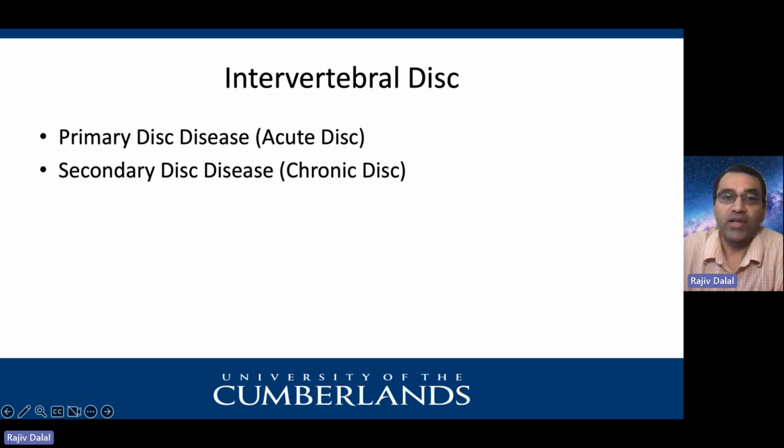So when we do have injury to a disc, we usually think about it in terms of two different types of disc disease, and we refer to them as primary disc disease and secondary disc disease. You may also see this used in the clinic and referred to as an acute disc type injury versus a chronic disc type injury. The primary disc disease or acute disc usually results from an overload of force, some type of excessive trauma to the region that essentially overloads the resistance capabilities of the disc material.